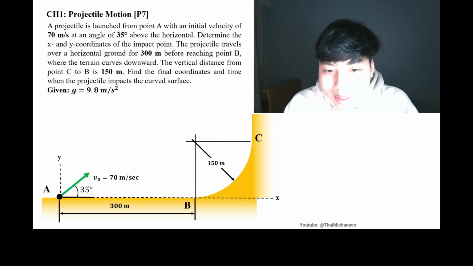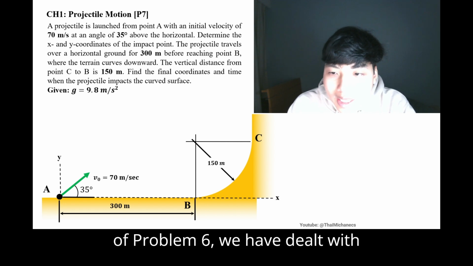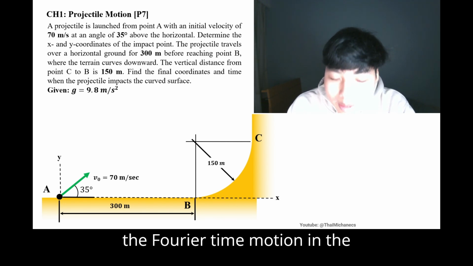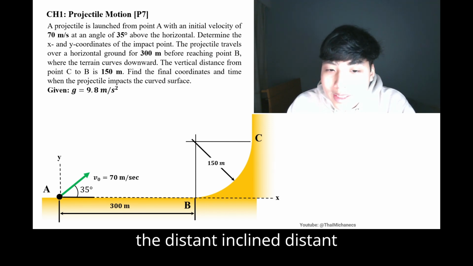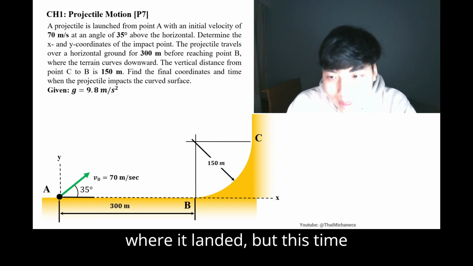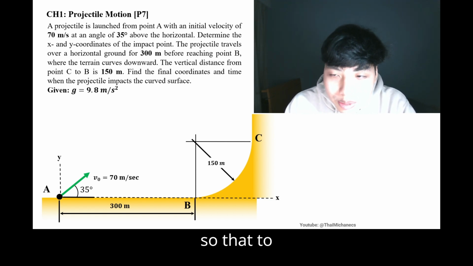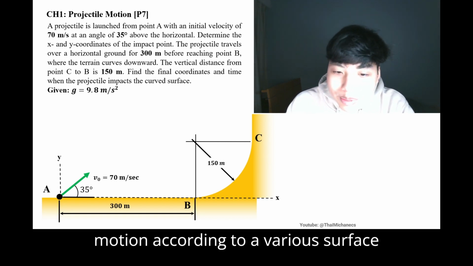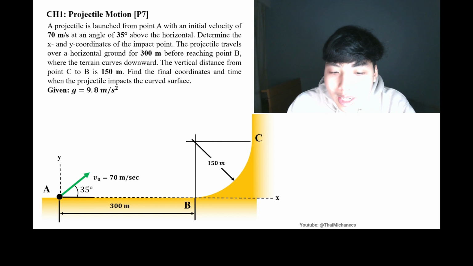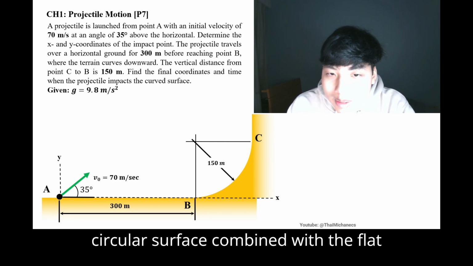In problem 7, if you have seen the previous video, problem 6, we dealt with projectile motion on the inclined surface to determine the inclined distance where it landed. But this time, slightly different. I adjusted the question to intrigue you about projectile motion on various combined surfaces. In this case, I use a circular surface combined with a flat surface.